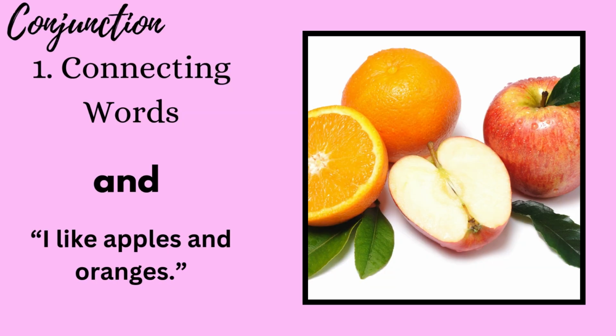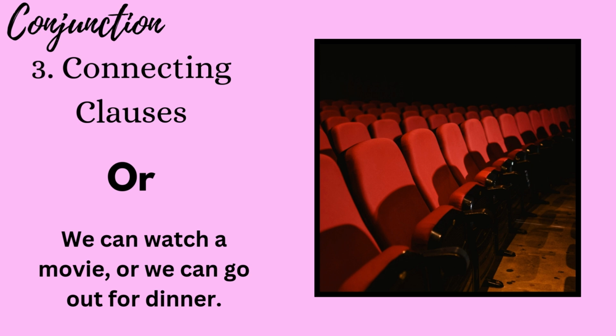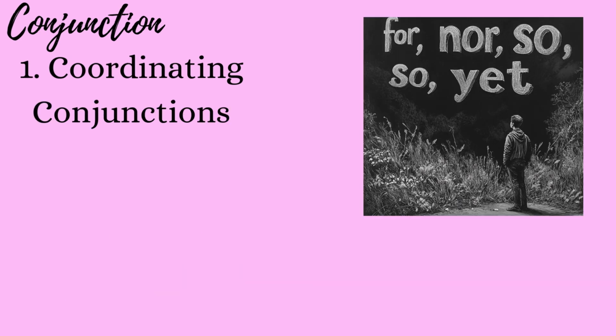For example, the conjunction and connects the words apples and oranges. Here, but connects two verb phrases, swimming and not running. Here, or connects two independent clauses, we can watch a movie and we can go out for dinner. Conjunctions have classifications too. Coordinating conjunctions. These are used to join two ideas that are equally important. Think of them as joining two parts of a sentence that could stand on their own.